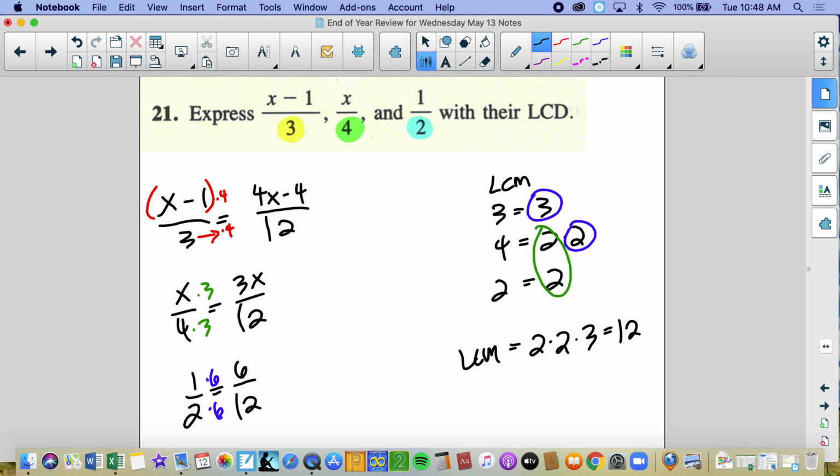And now if we look at these three fractions, you notice that they all have the same denominator. Once they have the same denominator, we can add and subtract anything we want. So express each of those terms with their LCD. So the proper answer is 4x minus 4 over 12, 3x over 12, and 6 over 12.